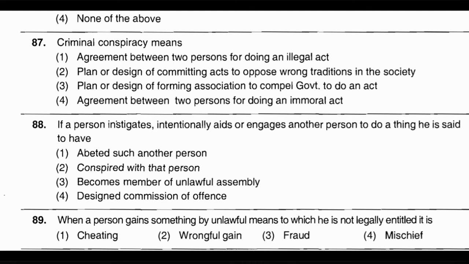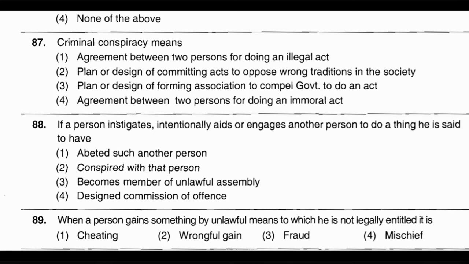Now question number 87. Criminal conspiracy means option number 1, agreement between two persons for doing an illegal act. Option number 2, plan or design of committing acts to oppose wrong traditions in the society. Option number 3, plan or design of forming association to compel government to do an act. Option number 4, agreement between two persons for doing an immoral act. And the correct answer is option number 1, that is the agreement between two persons for doing an illegal act.